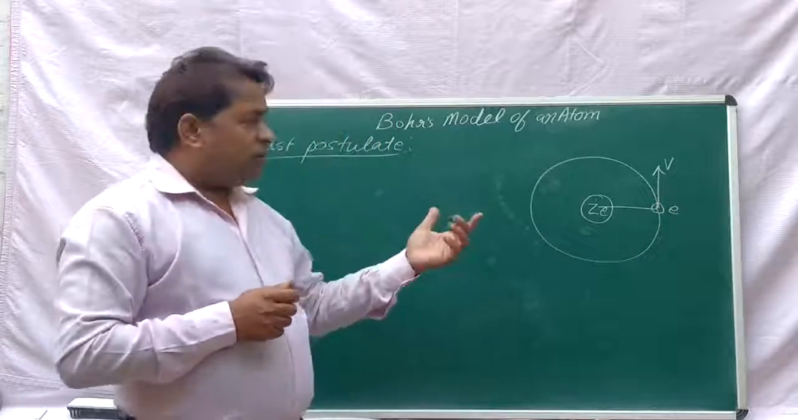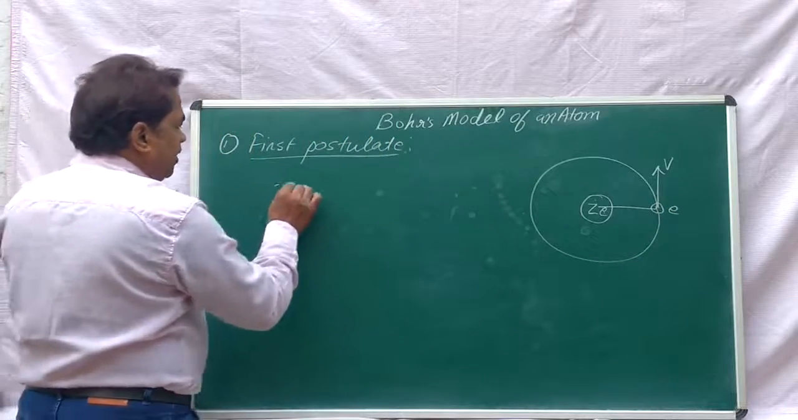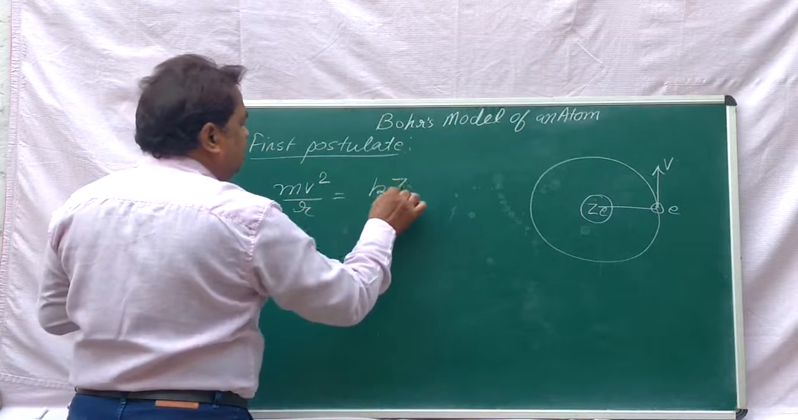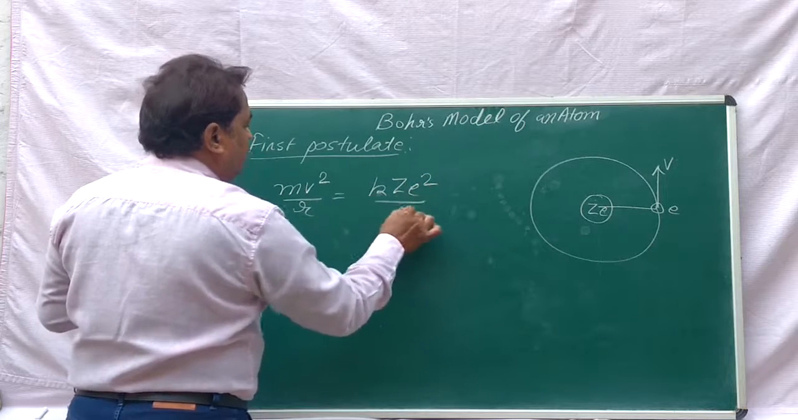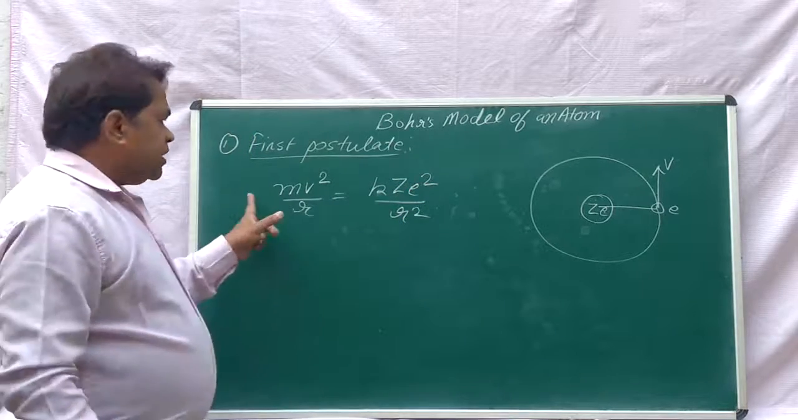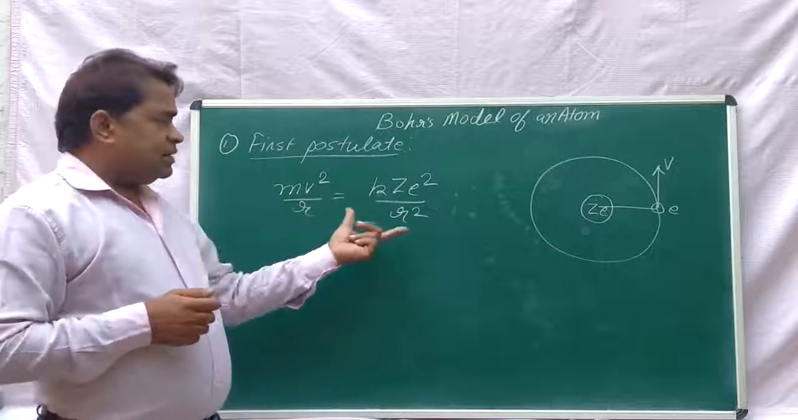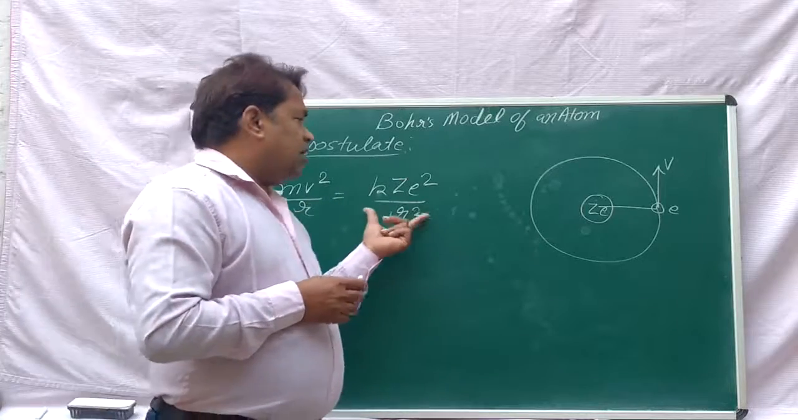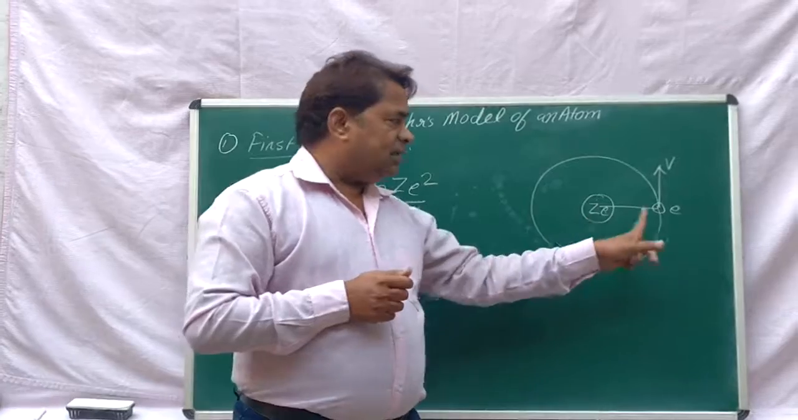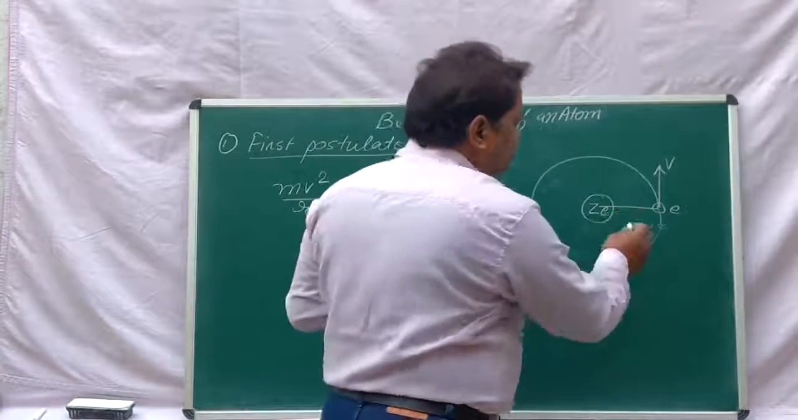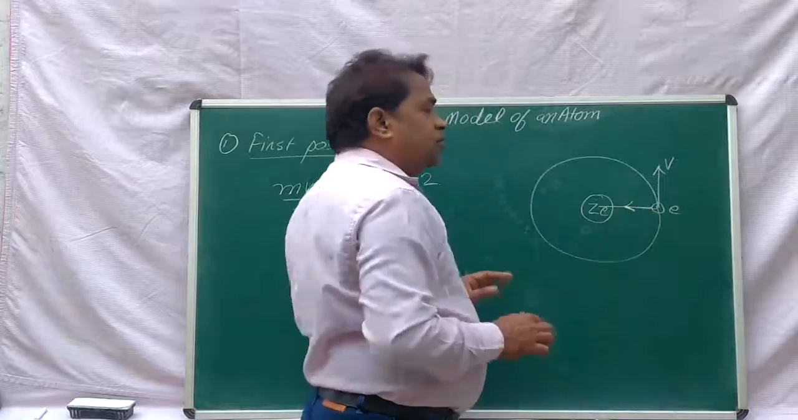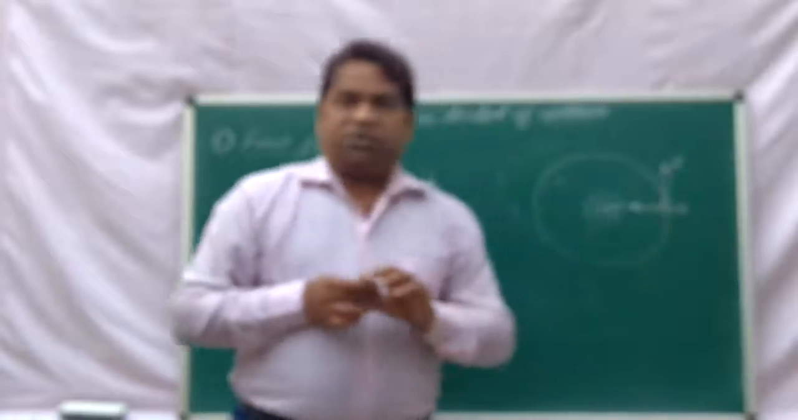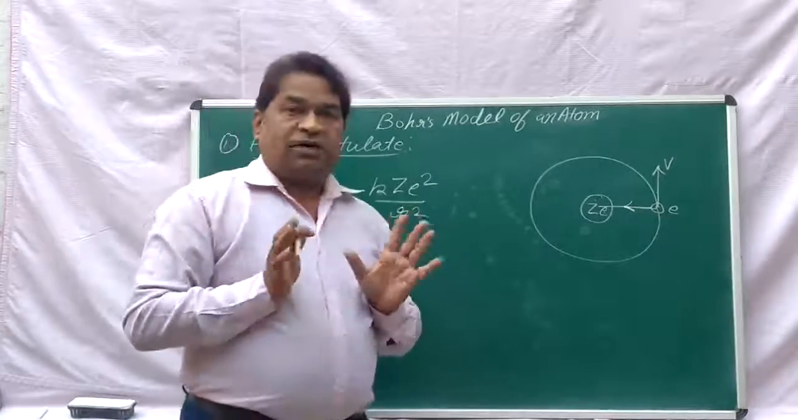So the formula for this first postulate becomes mv square upon r, which is the centripetal force, equal to kZ square by r square, which is the electrostatic force that we have already studied in electrostatics. The force between the nucleus and the electron is always towards the center of the circle, that is, towards the nucleus, and the electron's velocity is in the tangential direction. So this is about the first postulate.